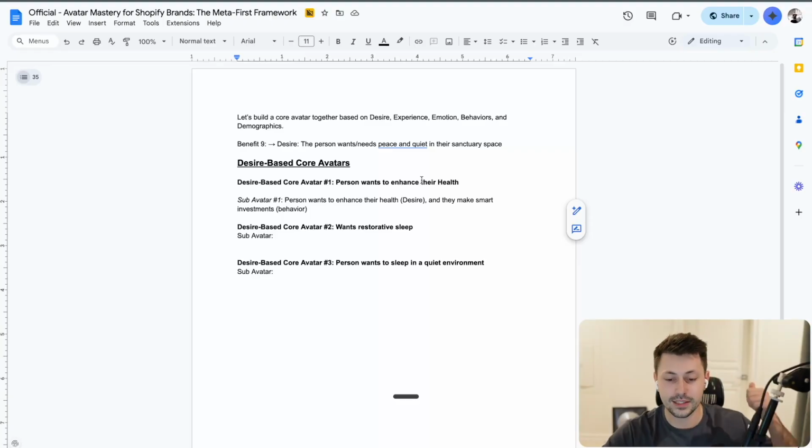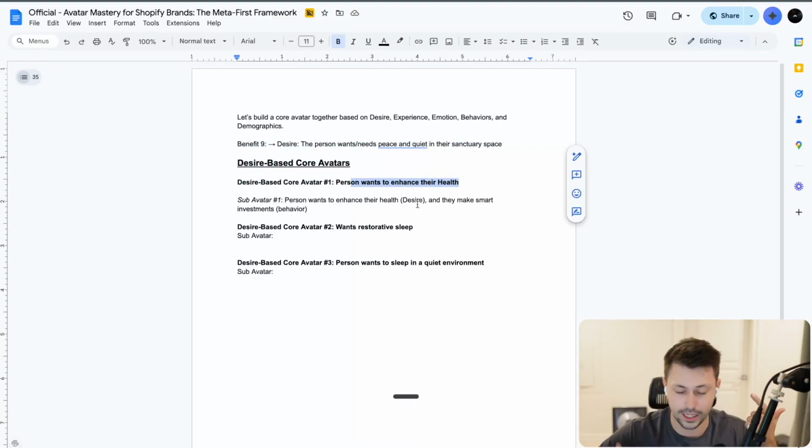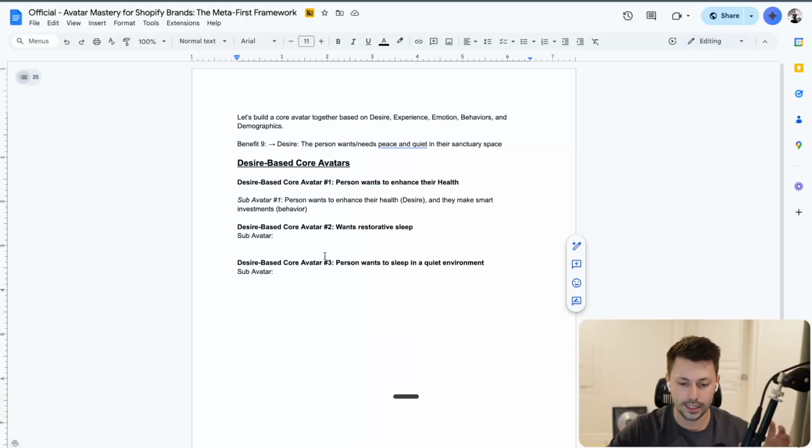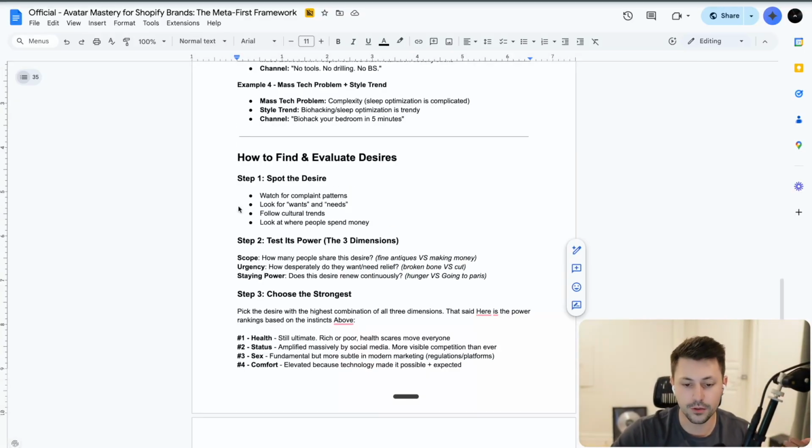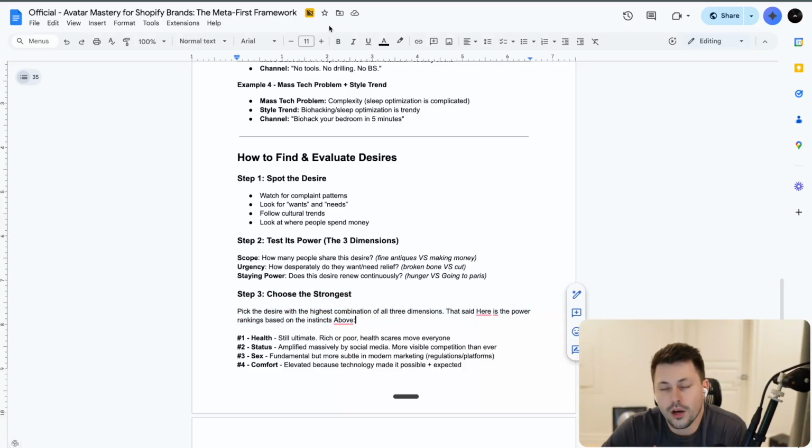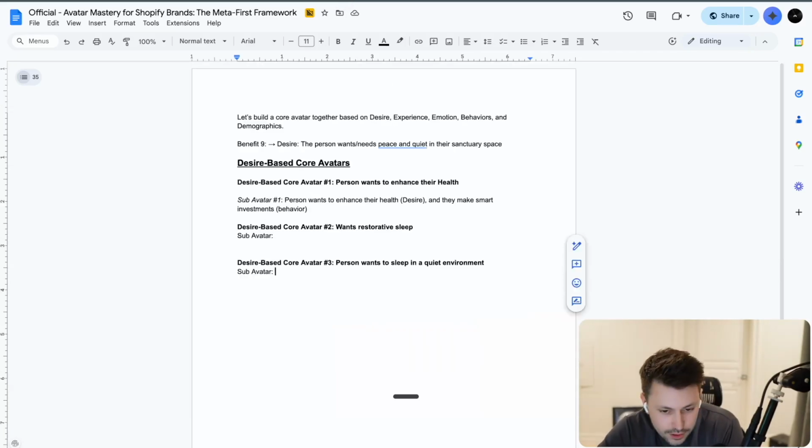But you can see this is the most amount of people. It can also be extremely urgent depending on the experiences and everything else. And on top of that, it has really strong staying power. People want to just keep being healthy. And so how I've organized these is based off of those 3 things: scope, urgency, and staying power. And so when I say choose the strongest, you don't always have to, but it's just good to be aware of what the strongest ones are.